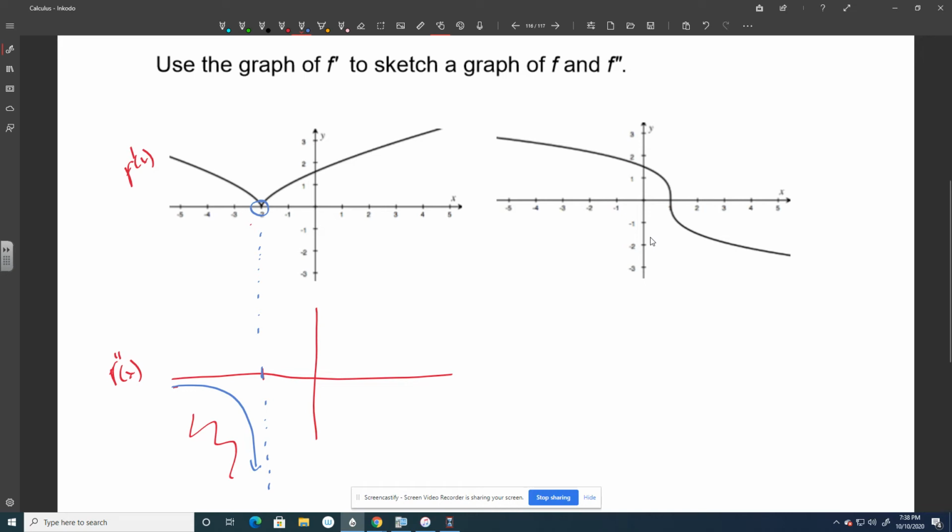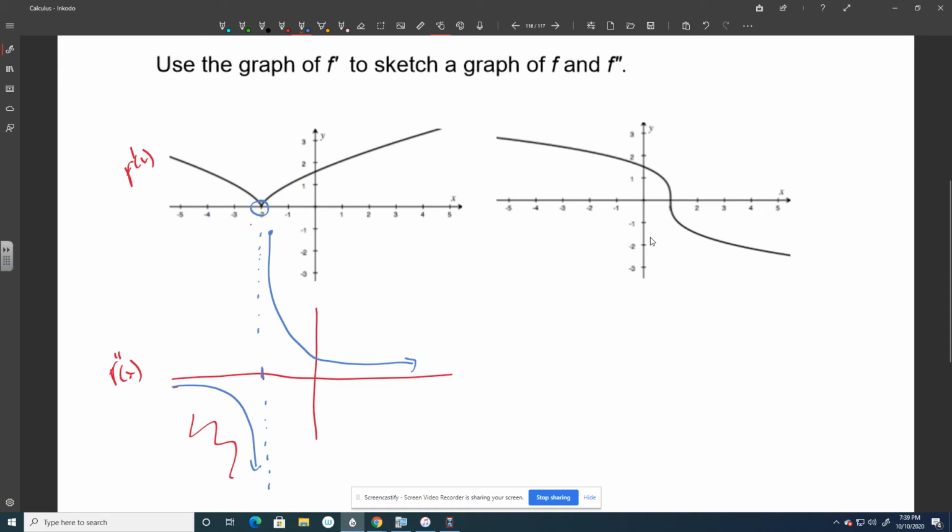But just to the right of -2, now my slope is positive. So my function is going to be up here. My second derivative values are positive. It starts out really steep and then it kind of flattens out, but it stays positive. So it starts really high up here and then it flattens out, but it stays positive. Okay. And this is where some of you might like the table. It might help you see the slopes as slopes.